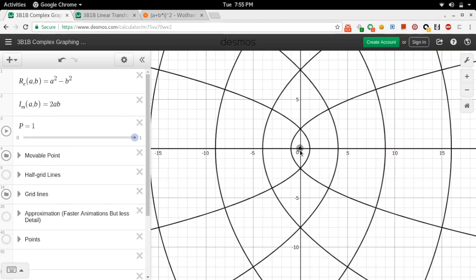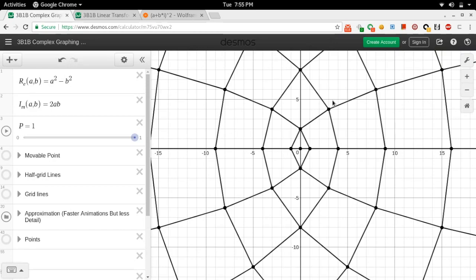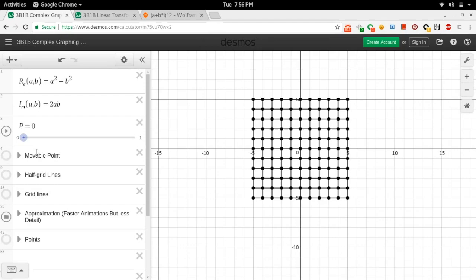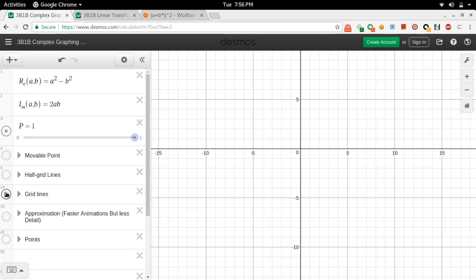And then a few more things: the half grid lines here, which will just give more grid lines. And if we want a faster animation, we can turn the grid lines off and turn on the approximation. This gives faster animations. It won't lag as much, but it's also much lower detail, much lower quality. So if you want the animation to go faster, you can use these, but I don't think it's really worth it. The grid lines work a lot better.